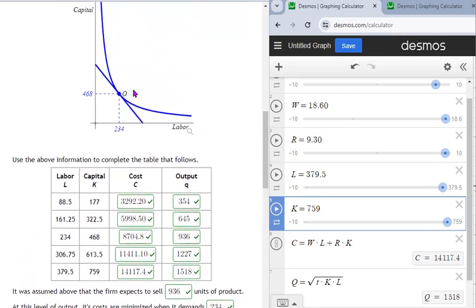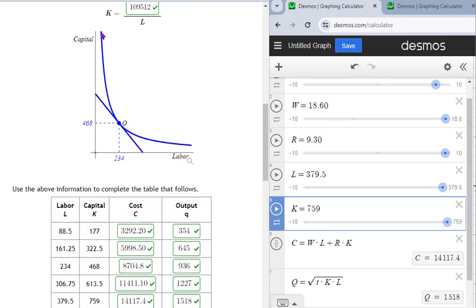Well, on the isoquant, the slope changes as we move down along the isoquant. Here, the slope is close to zero. Here, the slope is really, really large, right? So the slope is changing as we move down along the isoquant. At this point, though, the marginal rate of technical substitution, the slope of the isoquant, equals the slope of the isocost.